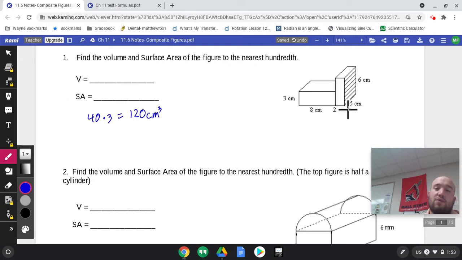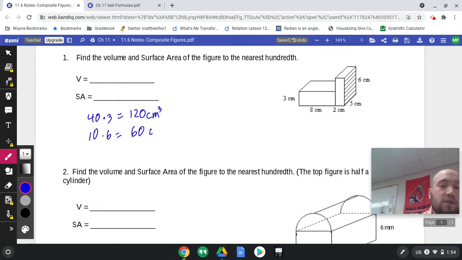Meanwhile, our second one has a height of 6. And 2 times 5 gives us 10. That 10 times 6 gives us 60 centimeters cubed. Okay, we add those up and we'll get 180. So 180 centimeters cubed. That's our answer for the volume.